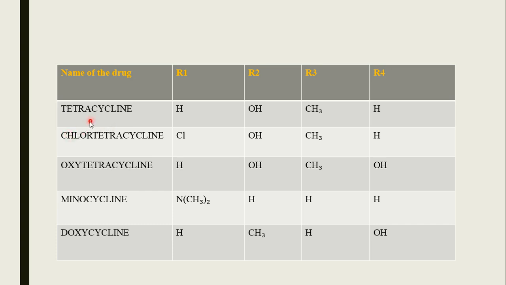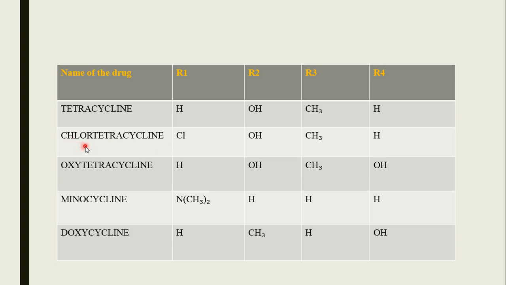Now we will see the structure of tetracycline, chlortetracycline, oxytetracycline, minocycline and doxycycline. The basic structure is the same for all the tetracyclines. You only have to remember the R1 position, R2 position, R3 and R4. For tetracycline, there is a hydrogen group at R1 position, hydroxy group at R2 position, methyl group at R3 position, hydrogen group at R4 position.